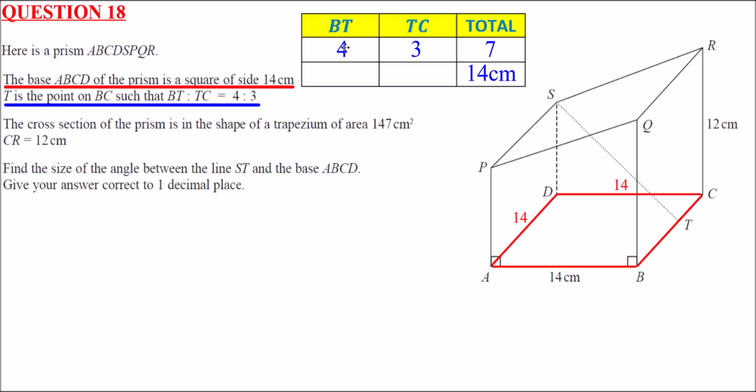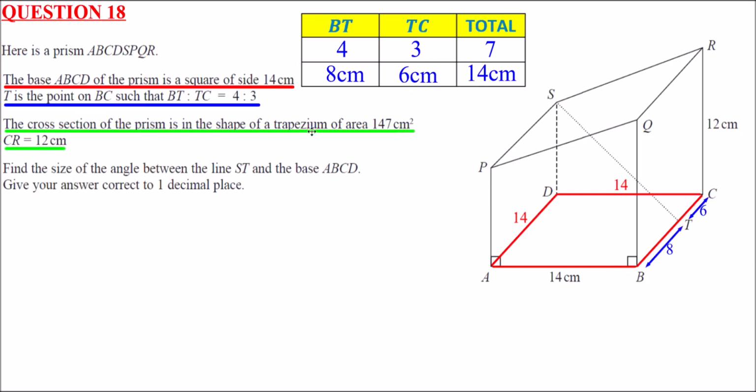So BT, 4 times 2 is 8 centimeters. TC, 3 times 2 gives us 6 centimeters. So let's label this extra bit of information on now. 8 and 6.